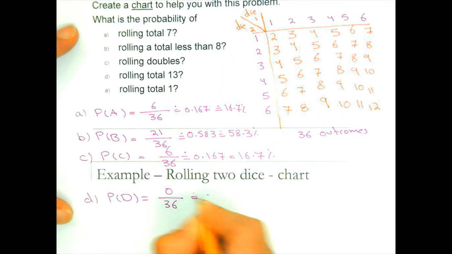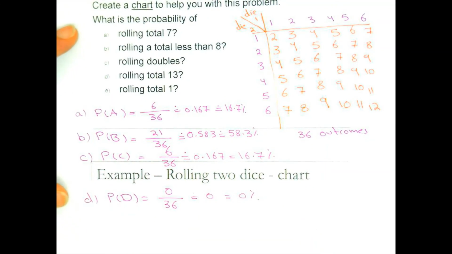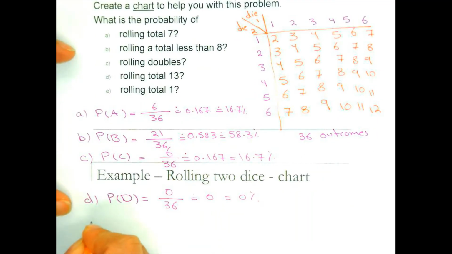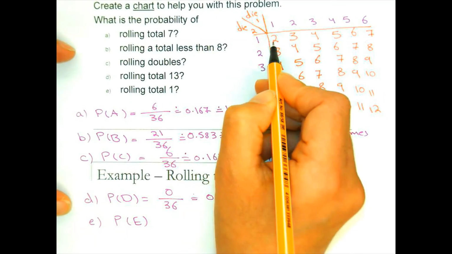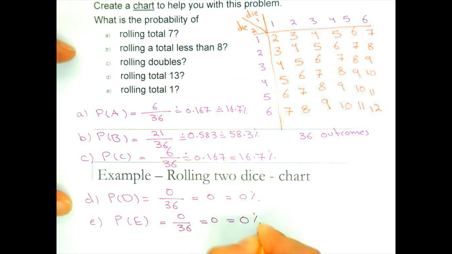That means 0, which is 0%. No chance of rolling a 13. The highest you can roll is 12. Now, rolling a total of 1. The same thing here. The lowest you can roll is you roll 2 ones and you get a 2. So again, 0 out of 36, which is 0%.